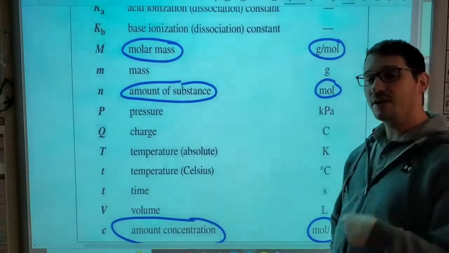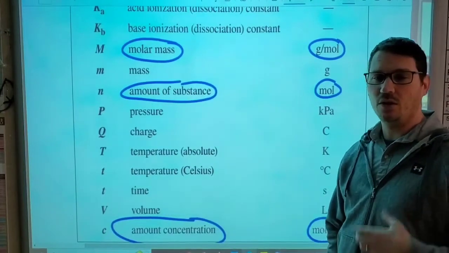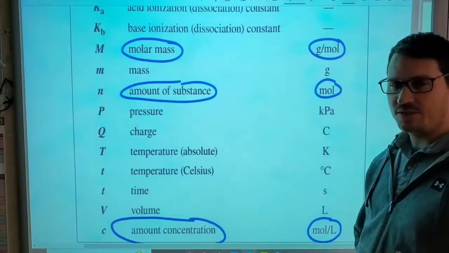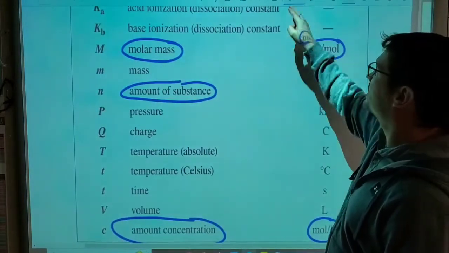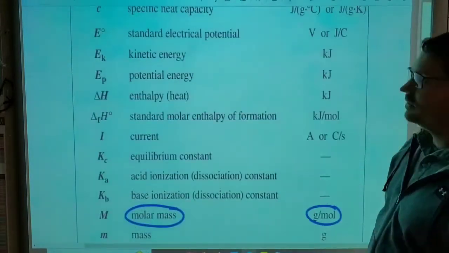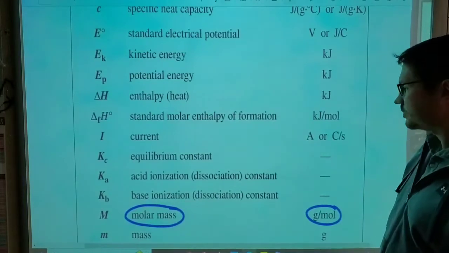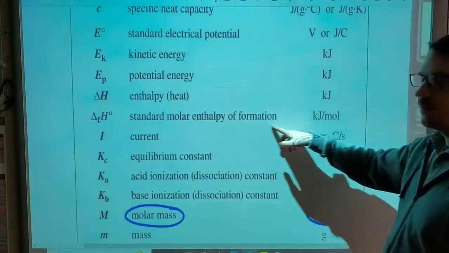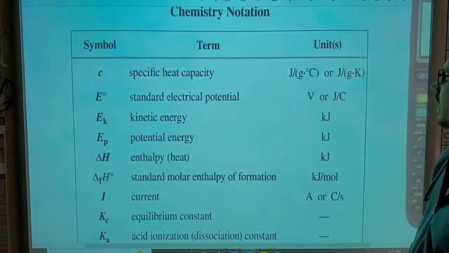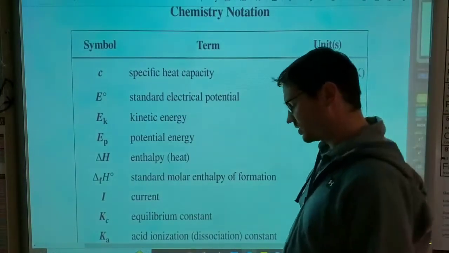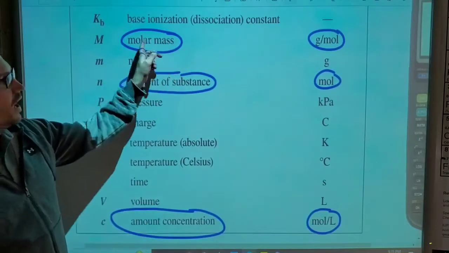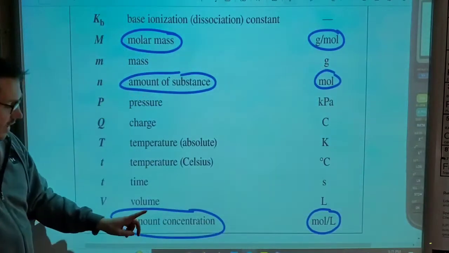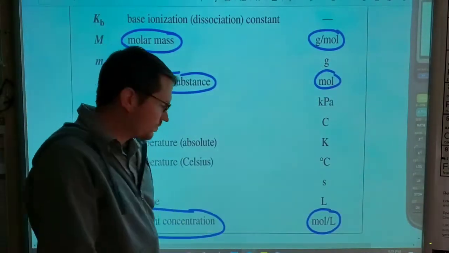That's going to be really important in order for us to figure out the mass of a substance if we want the moles, or vice versa. And then later on in Chemistry 30, you'll talk about molar enthalpies in kilojoules per mole, and a couple other things. So those are really important pieces of information. Molar mass is in grams per mole. Amount concentration is in moles per liter.